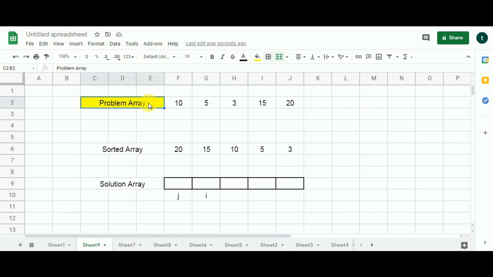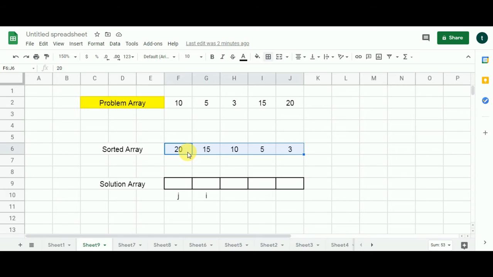You see that I have put the problem array over here. 10, 5, 3, 15 and 20 are the distinct elements of our problem array. Now the first step towards solving this problem is to sort the array in descending order, like I have done here. Why do we do that? Because we need to find a subset in which there are pairs in which the larger integer is divided by the smaller integer. So it would be better to bring the smaller integers on one side and the larger integers on the other side. Therefore, I have sorted the array in descending order.